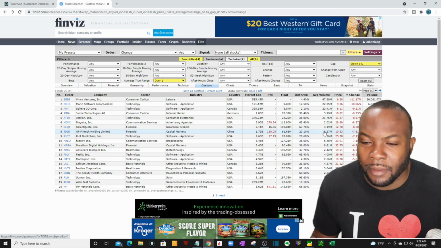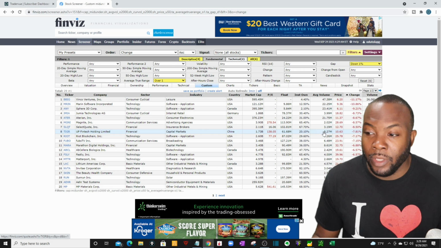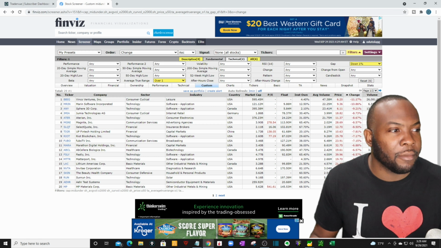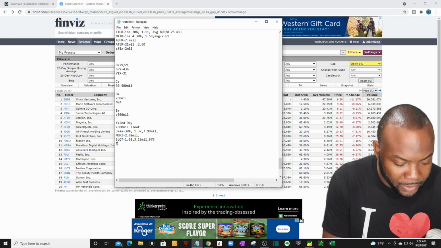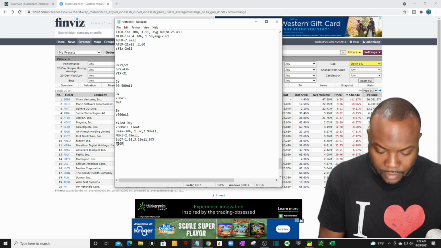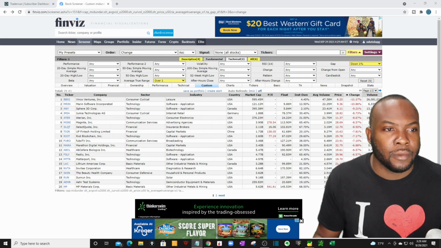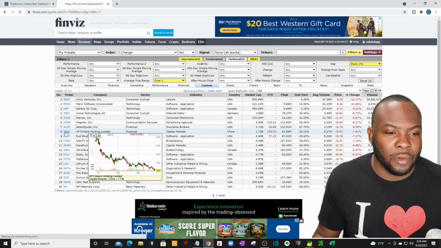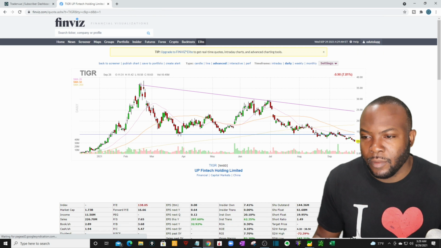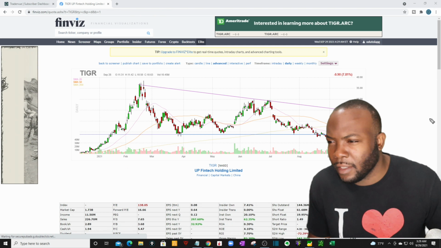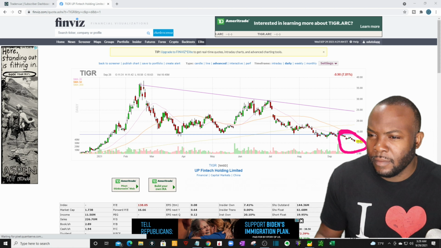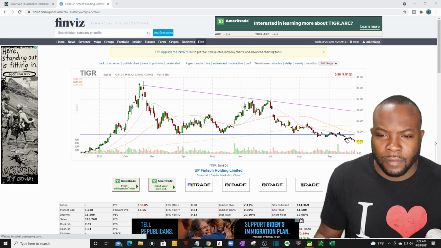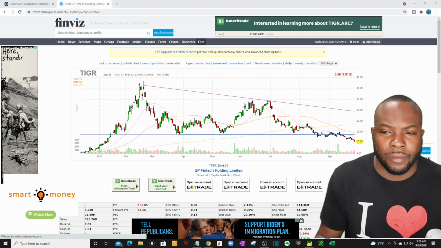TIGR has been just a big mover this whole week on the downside and somewhat on the upside. So I'm just going to put that on my list just from trading it based on experience. TIGR. So let's just take a look at what it's doing. Another sell-off too. Look at it right here. It's selling off and it looks a little bit small right here. So I have TIGR.